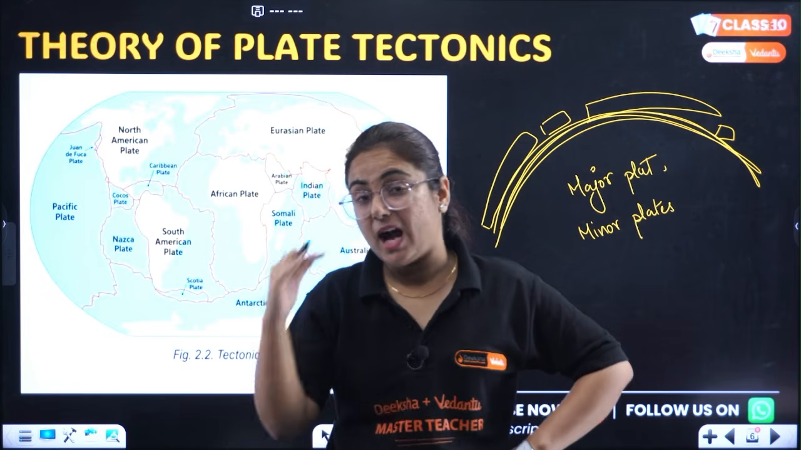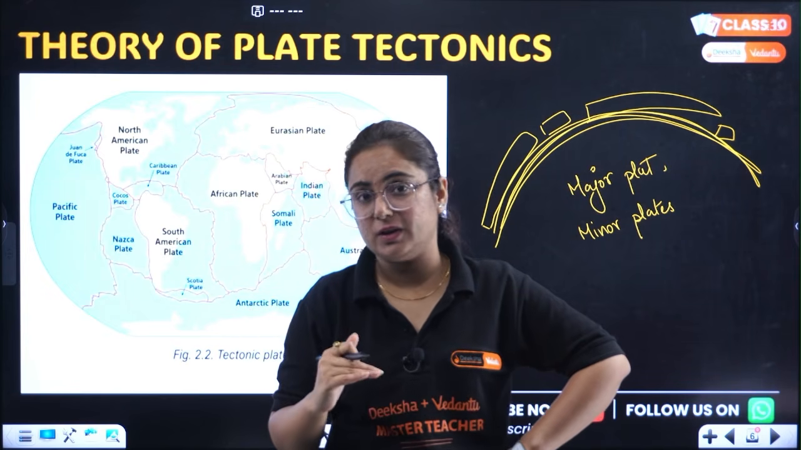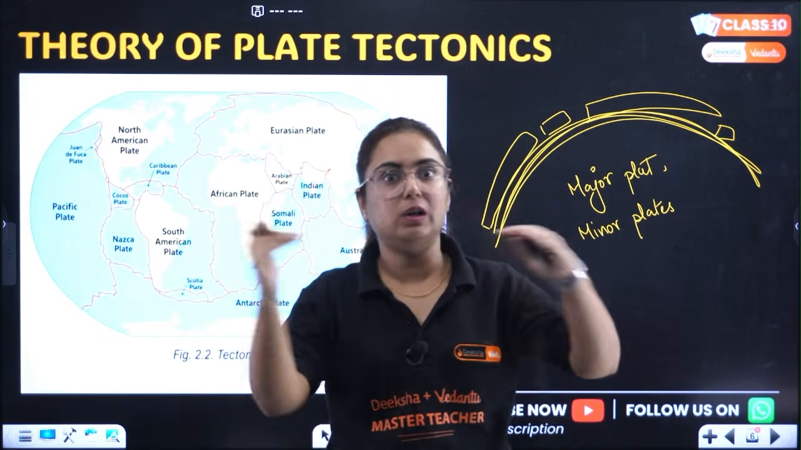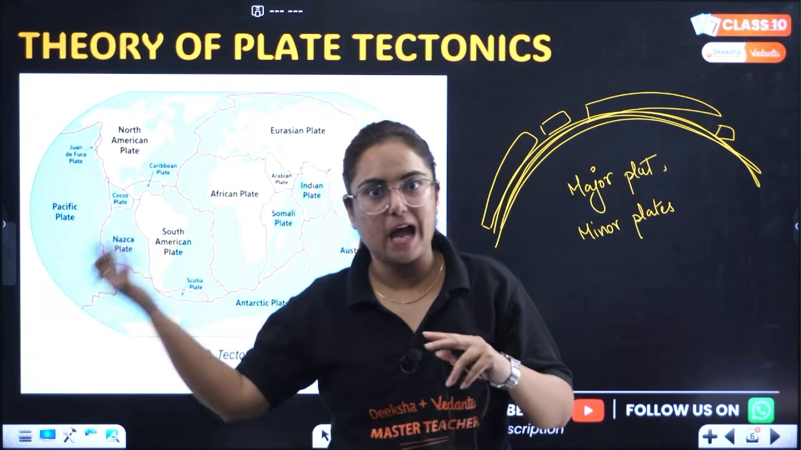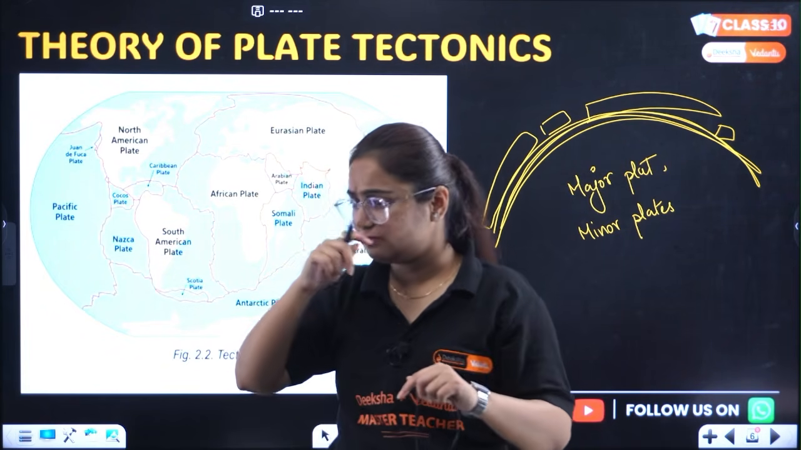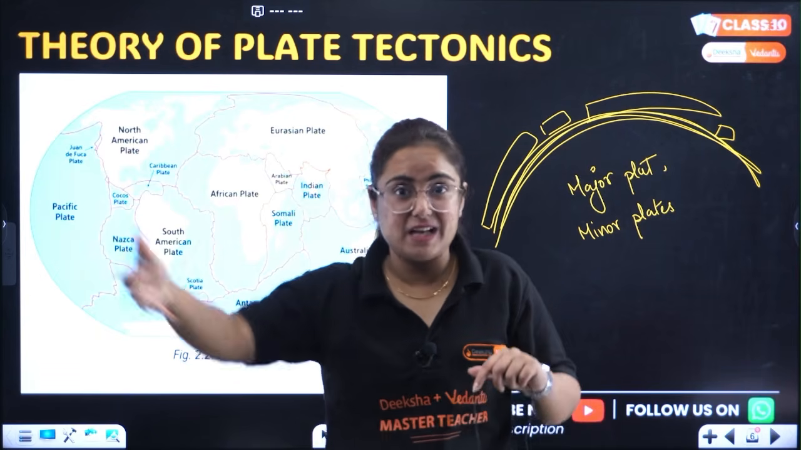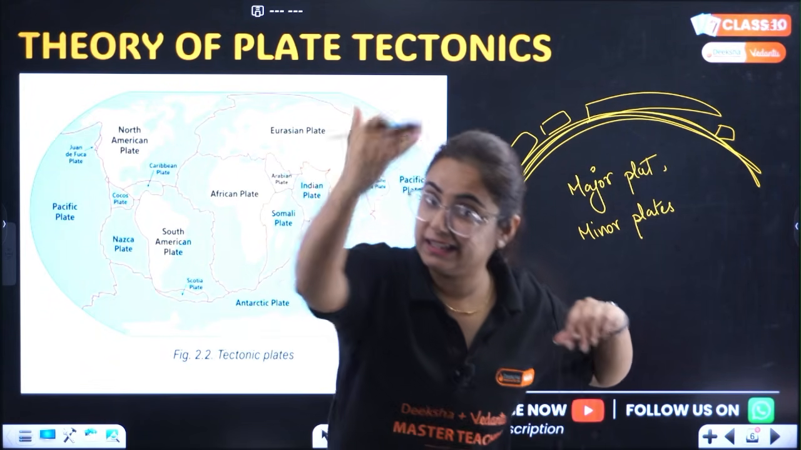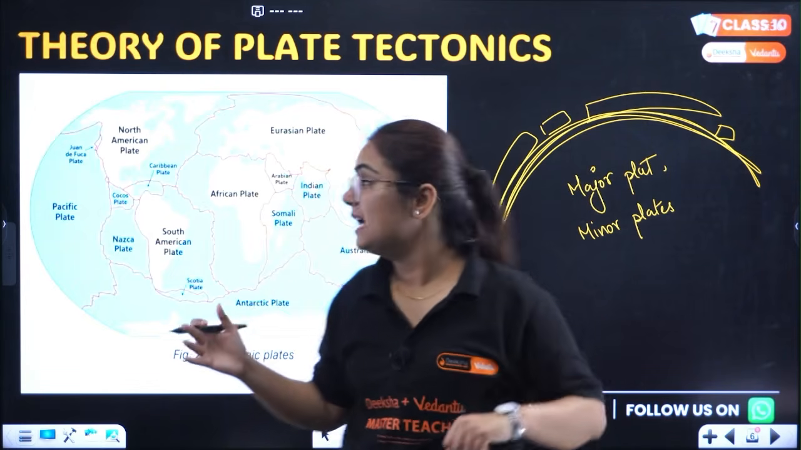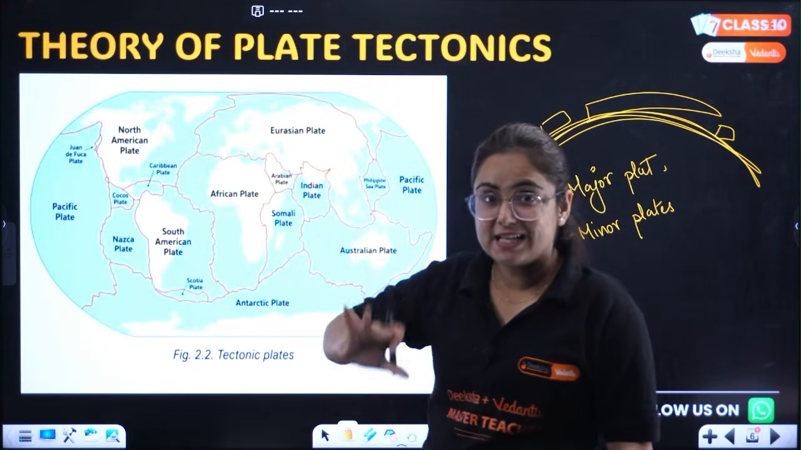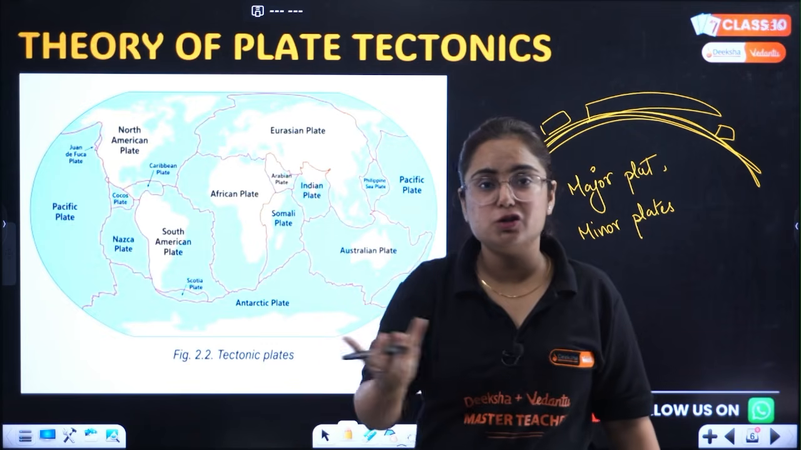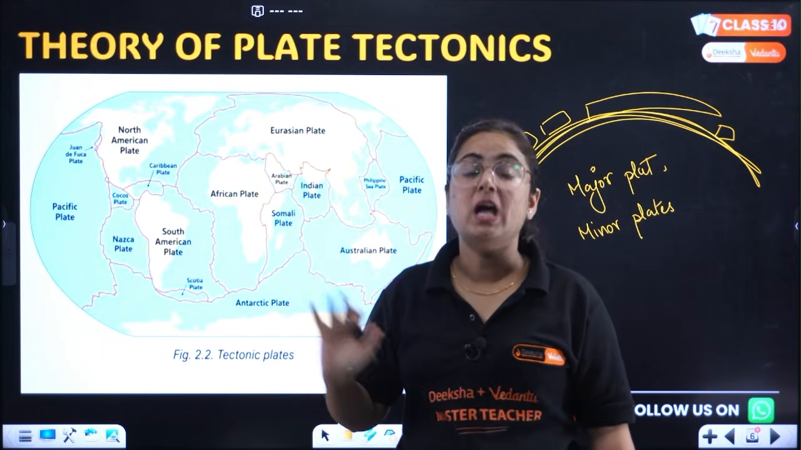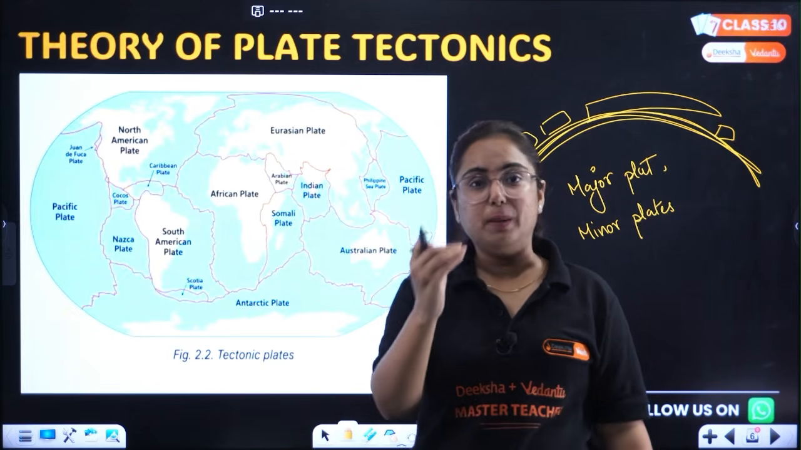Now, as these plates are over the asthenosphere, they are floating. When they are floating, they might be colliding with each other, like it happens in so many of the rides we are having, or they are moving away from each other, resulting in the formation of new surface. So we will talk about that. Let's first see how many major or minor plates there are. There are a lot of minor plates, we can't count them, but there are certain major plates.